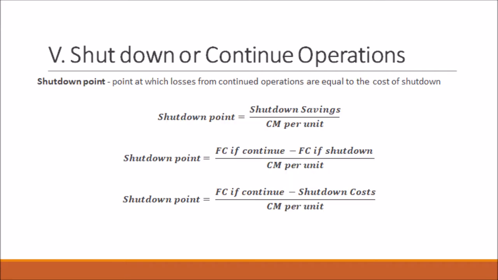Finally, shutdown point. It is the point at which losses from continued operations are equal to the cost of shutdown. Now you have to compute the contribution margin per unit to compute the shutdown point. It's like a break-even point. It is very similar to the break-even point when you say shutdown point. Shutdown point is equal to shutdown savings divided by the contribution margin per unit. And these are the breakdowns, breaking down the basic formula into two more.